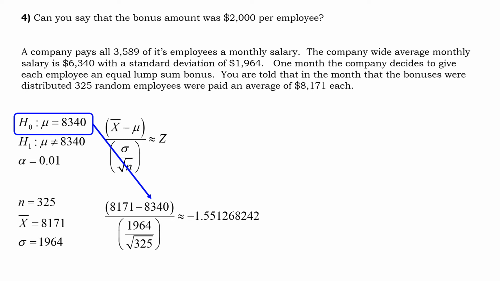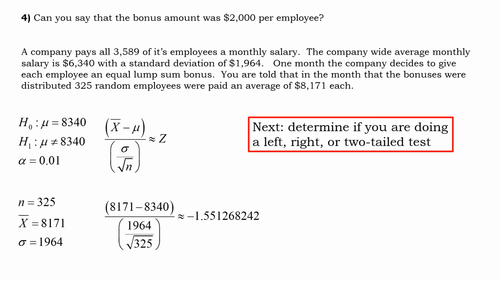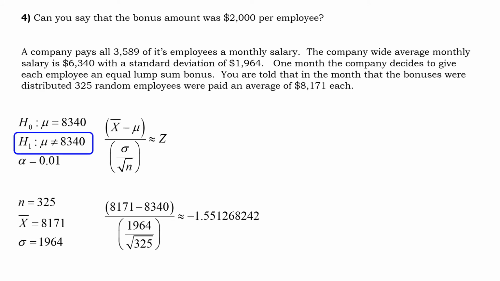So again, you also need the parentheses on the bottom, because you don't want to take the top, divide it by 1964, get an answer, then divide that by the square root of 325. So it is critical that you have all the parentheses here. We've got to determine if it's a right, left, or two-tailed test.